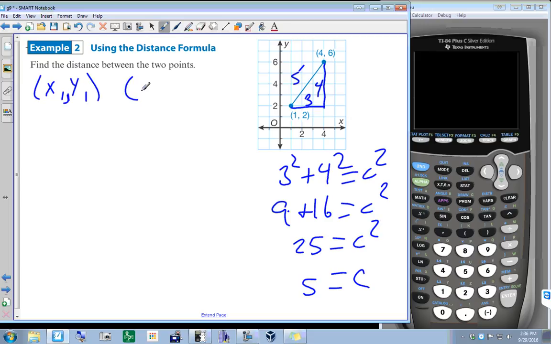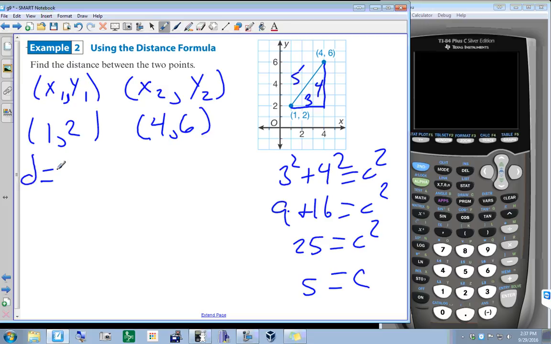There. And x2, comma, y2. So what should I put down for my first point? Well, I could put down the 1, comma 2. For the second point, I could put down what? 4, comma 6.